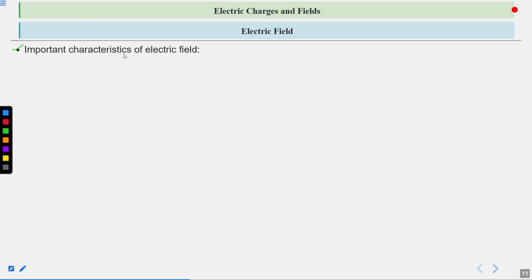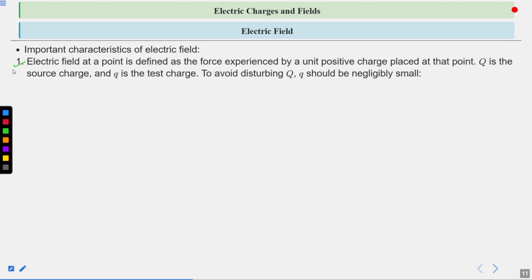Some important characteristics of electric field. First, electric field at a point is defined as the force experienced by a unit positive charge placed at a point O, where capital Q is the source charge and small q is the test charge.